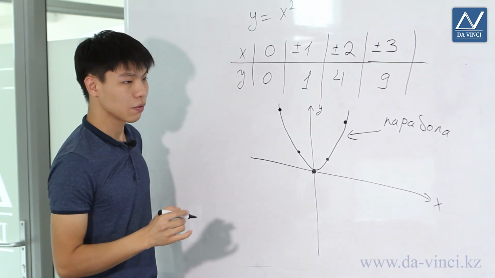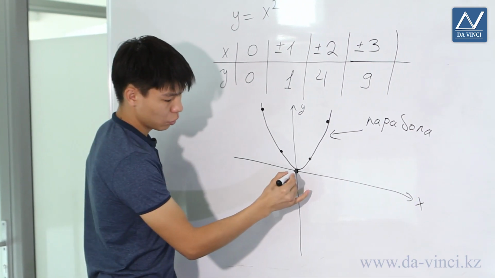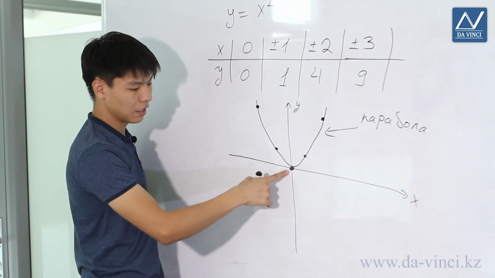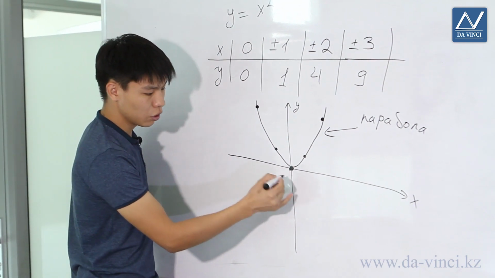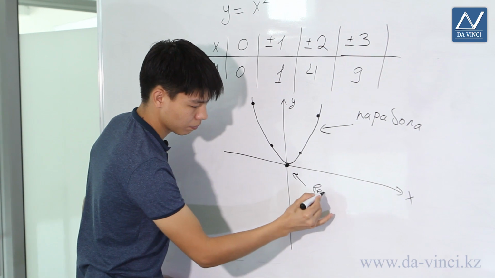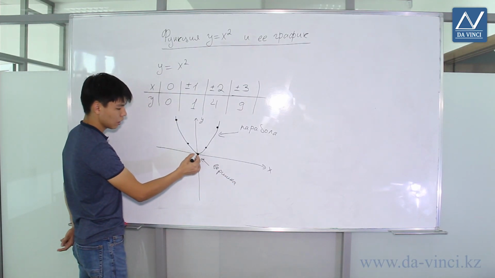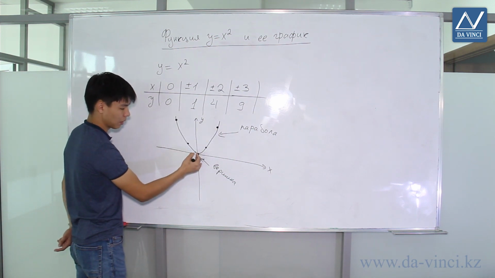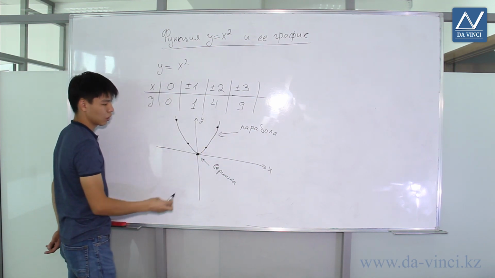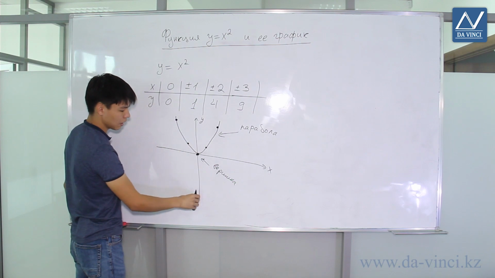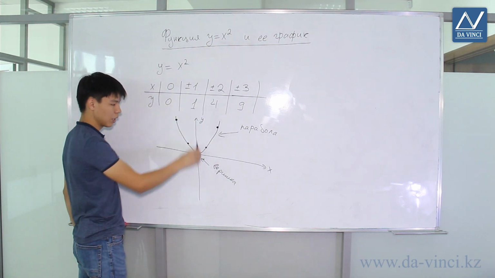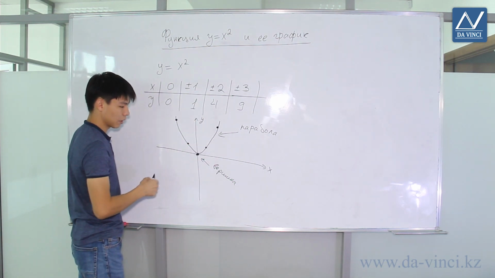Let's note some properties of this parabola. We see that we have some minimum value at 0, 0. This point is called the vertex of the parabola. The so-called branches of the parabola originate from the vertex. We see that our parabola is symmetrical to the OY axis. Then we can say that the OY axis is the axis of symmetry of this parabola.